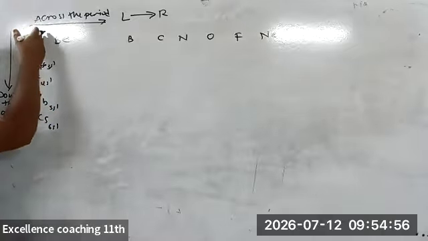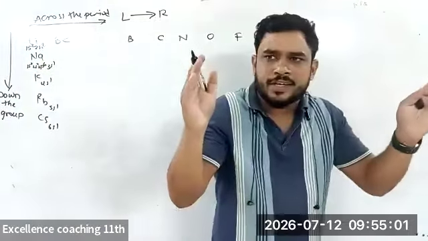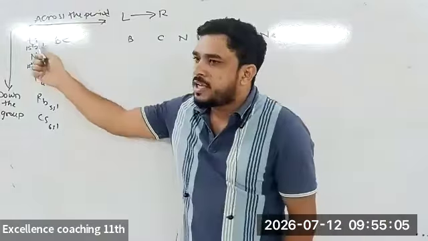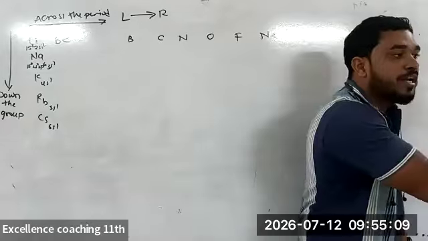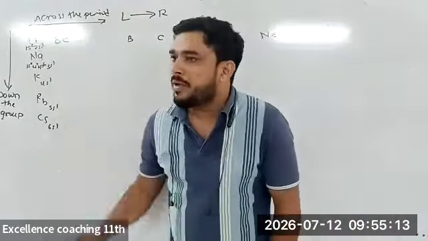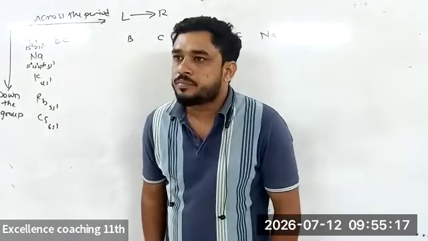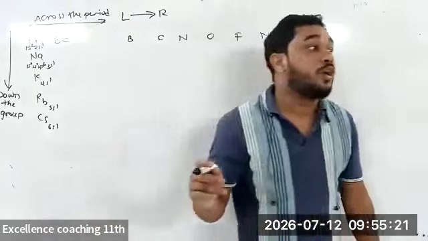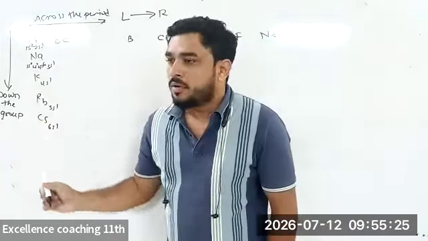So down the group, the shell size is increasing. The number of shells increases. What is atomic radius? Distance from the center of the nucleus to the outermost shell. In lithium, how many shells are there? 2. In sodium, how many? The last outermost shell is 3. Potassium, 4. Rubidium, 5.